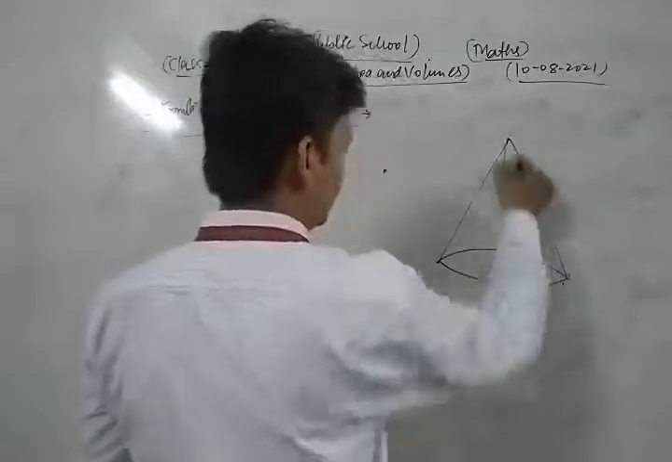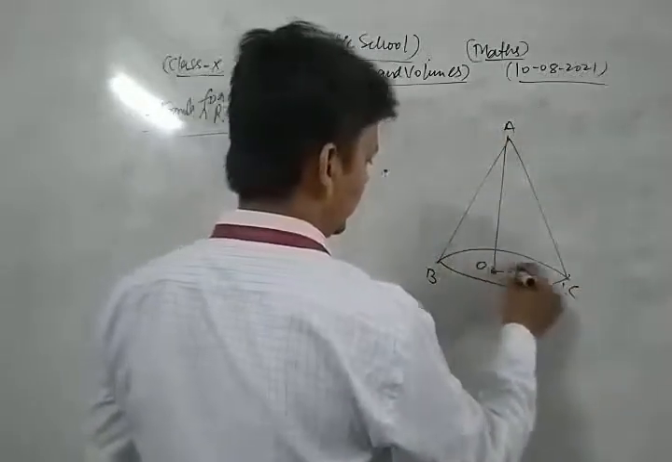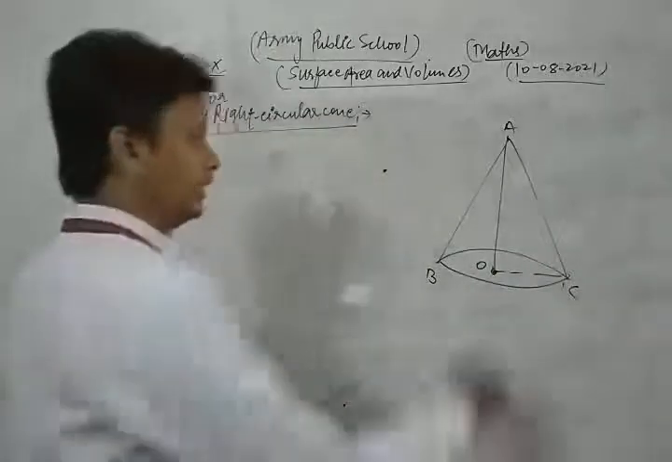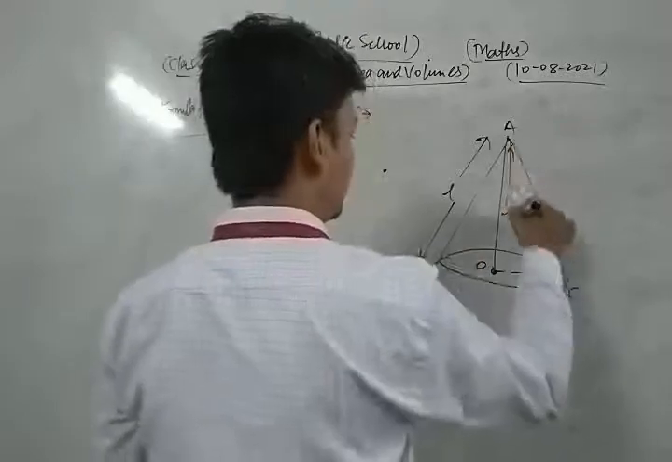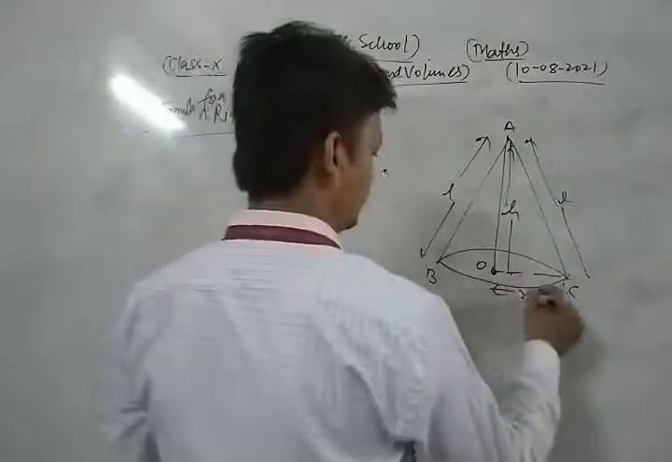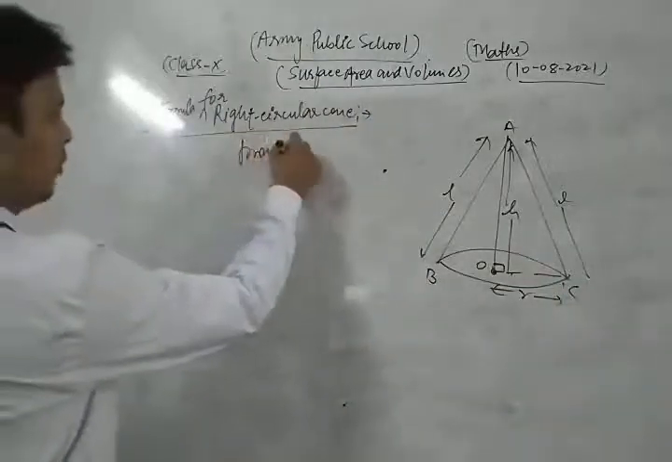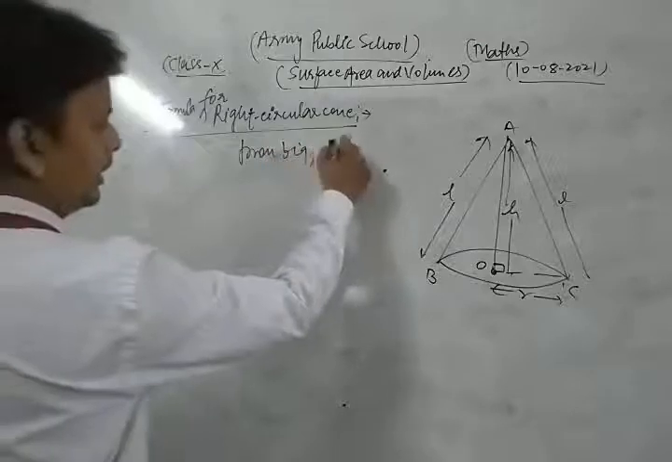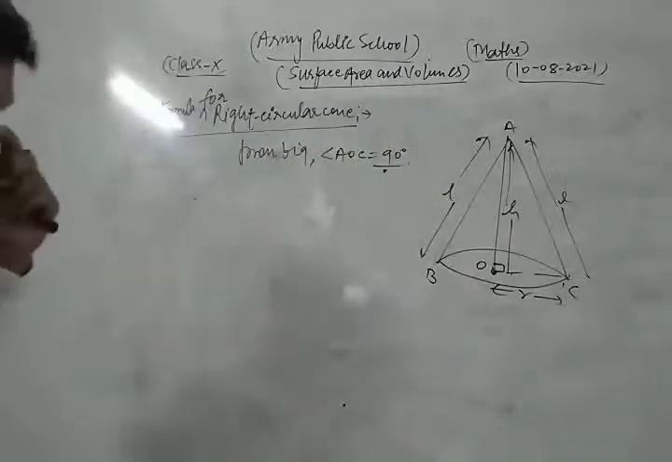This is the shape of the cone. A, B, C. This is the center O. This is the slant height of the cone, this is the perpendicular height of the cone, and this is the radius of the base of the cone, and this is the 90 degree angle. From the figure, angle AOC is 90 degrees.